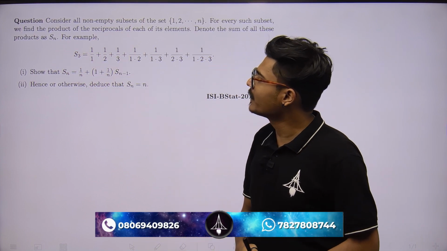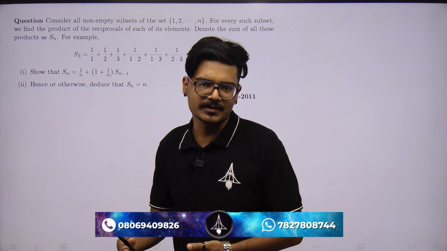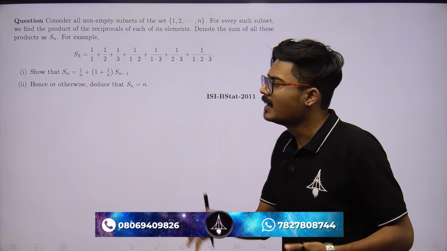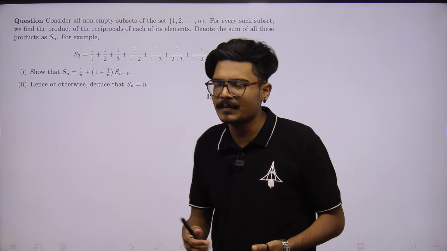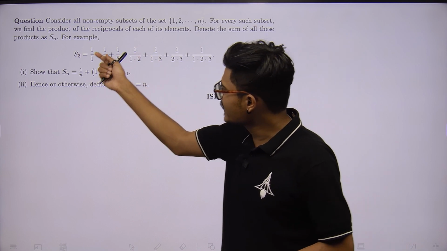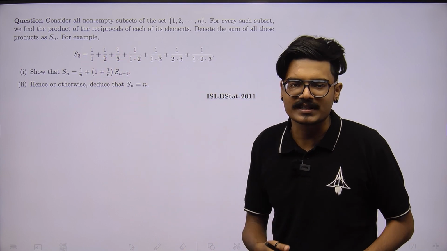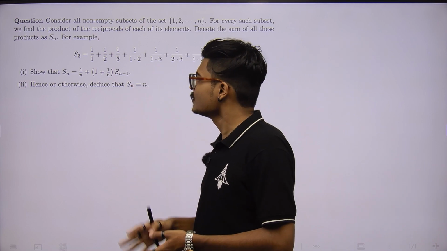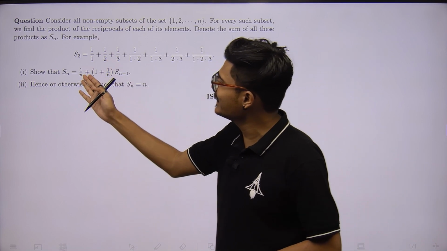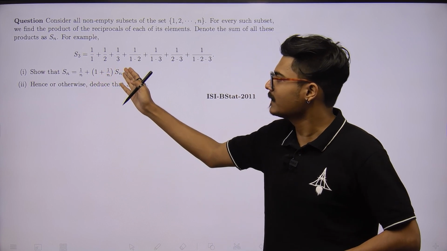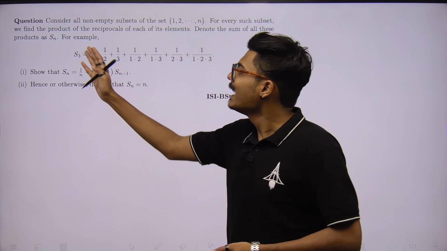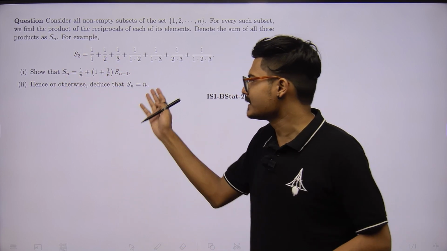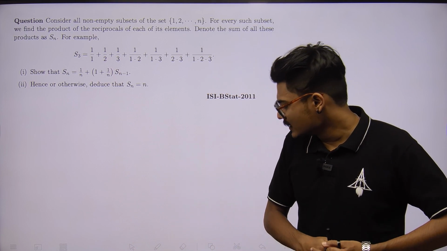For example, if you look at the set 1 to 3, what are the possible subsets? You have the 3 singletons, then you have subsets taken 2 at a time, and then you have the entire set itself. So if you consider the product of the elements of all those subsets, your sum should look something like this. So the first part of this question is that you actually have to prove that Sn is 1 by n plus 1 by n times Sn minus 1. Hence or otherwise, you have to prove that Sn is actually equal to n. So this is a very simple question.